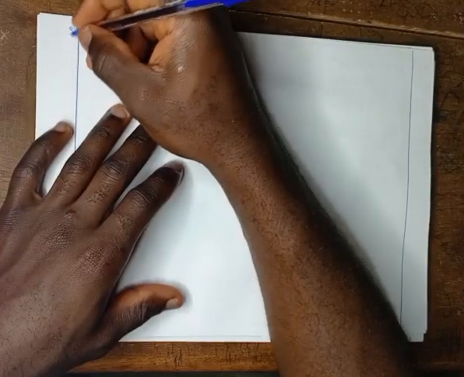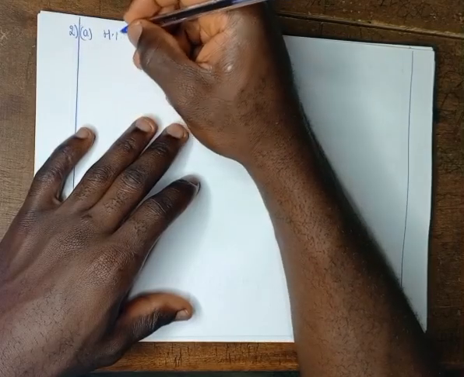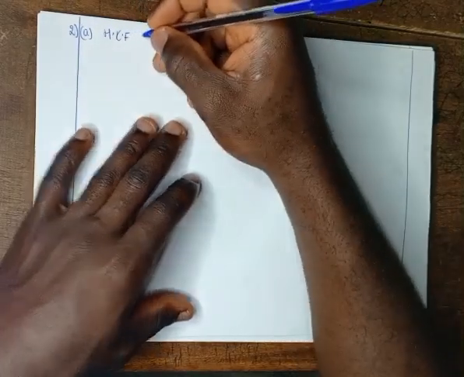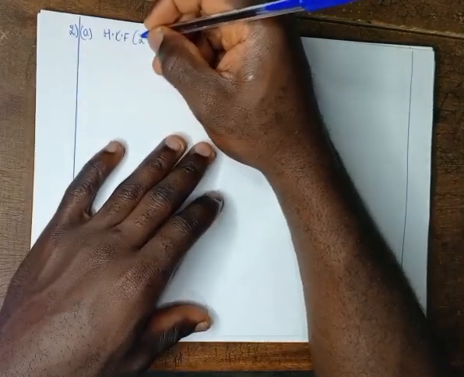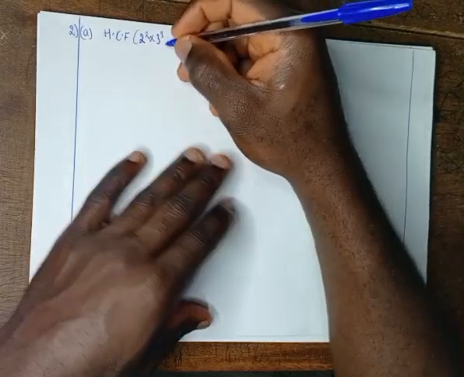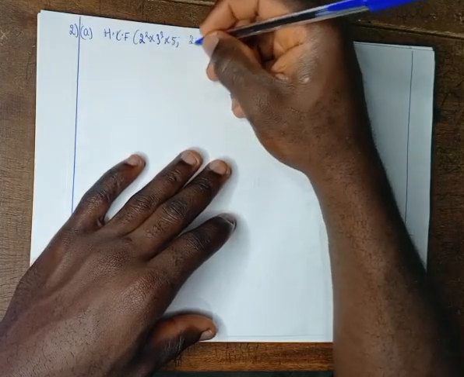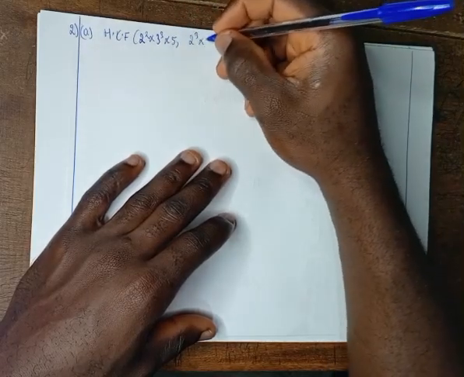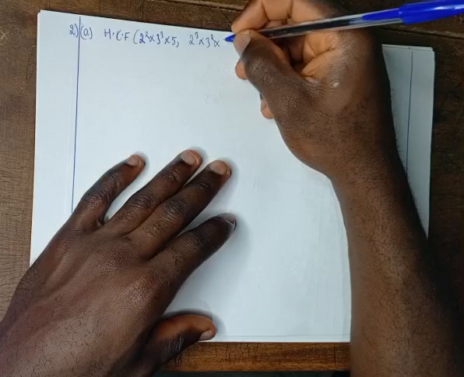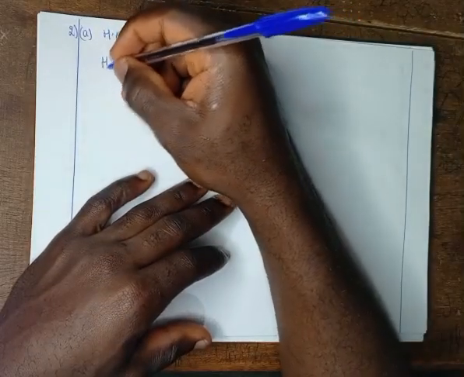Now we move to question 2a. We are to find the H.C.F. In this case, the numbers have already been prime factorized, so it is very easy for us to get the H.C.F. 2 to the power 2 times 3 raised to the power 3 times 5. The next one, 2 to the power 3 times 3 raised to the power 2 times 5 raised to the power 3.